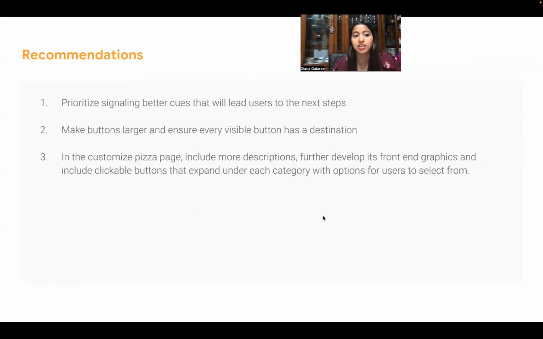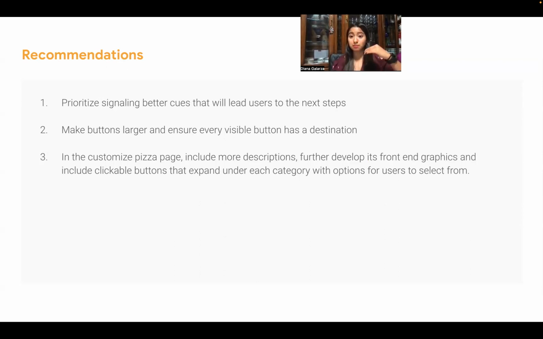So here are recommendations. We want to prioritize signaling better cues that will lead users to the next steps. We don't want them to be confused. We want them to automatically know what to do next. We also want to make the buttons larger and ensure that every visible button on every page, every single one of them, has a destination.